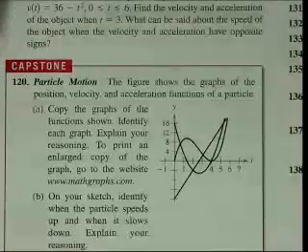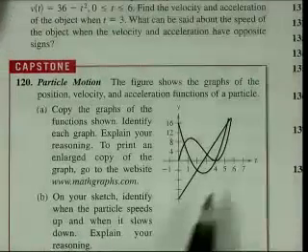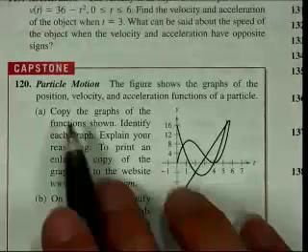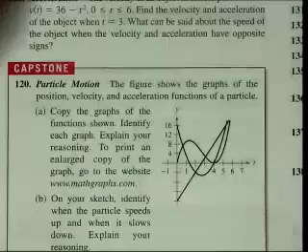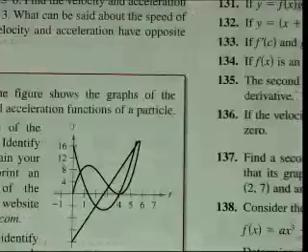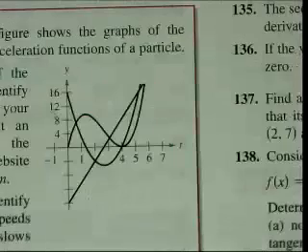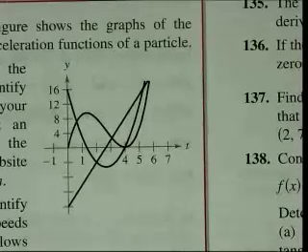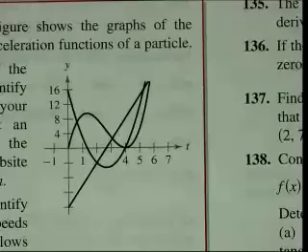This graph has 3 functions. The position function, the velocity function, and the acceleration function. Now, none of them are labeled. Can you guess which one would be the position function? The curve. The double curve. The roller coaster? Yeah, but tell me how you knew.